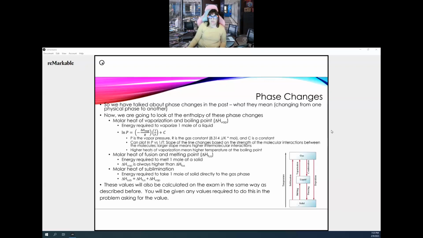But let's get talking about phase change. So we know what a phase change is. We've talked about phase change, going from solid to liquid, liquid to gas. We've also talked about sublimation, which is directly from solid to gas. Those are the kinds of things that we're going to be talking about.